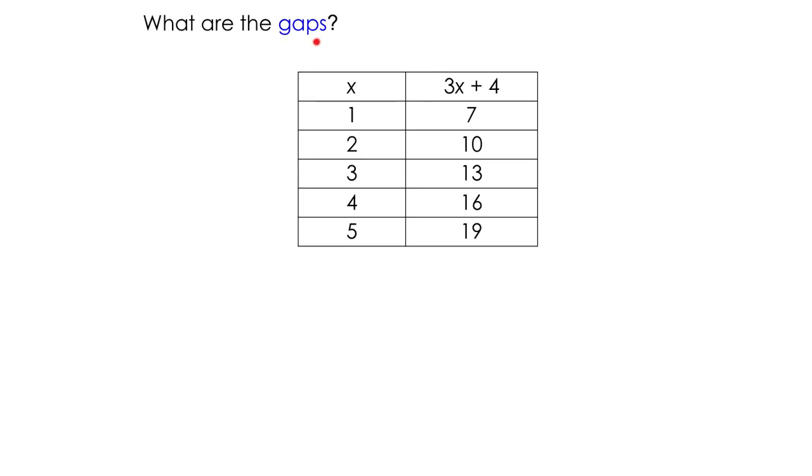Now the word gaps here, this is what I'm talking about. When I look at the output values, how much are they changing by, or what is the gap in between each successive output value? From 7 to 10, we're going up 3. From 10 to 13, we're going up 3, then up 3, then up 3. So I can visualize the gaps like this. You might have heard them called something else. We call these the differences. But this is what I'm referring to when I talk about the gaps. It's the gaps between successive output values.